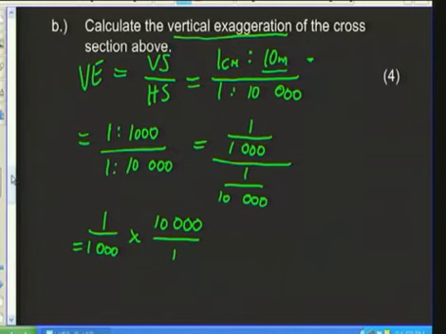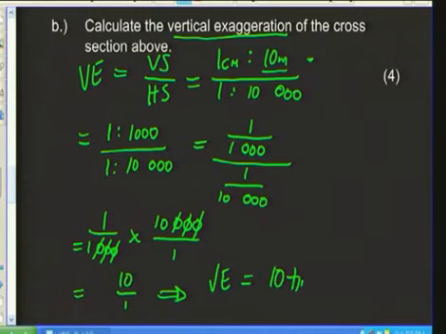Straightforward cancelling out here. Knock off 3 zeros there. Means I can knock off 3 zeros there. That leaves me with 10 over 1, which of course is 10. What that means is our vertical exaggeration, our vertical scale, is 10 times larger than our horizontal scale. And that's what we've done to create it and make it bigger so that we can see it more clearly. Straightforward. There's our final solution.